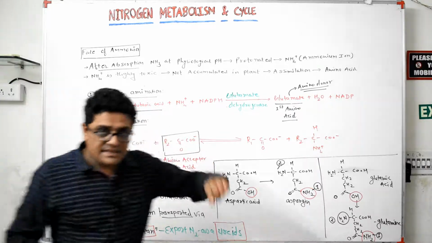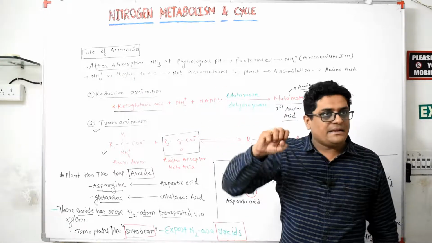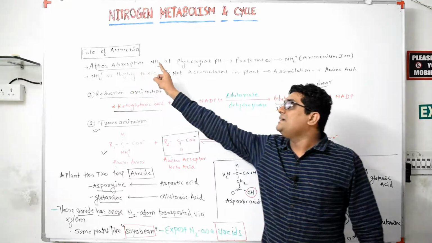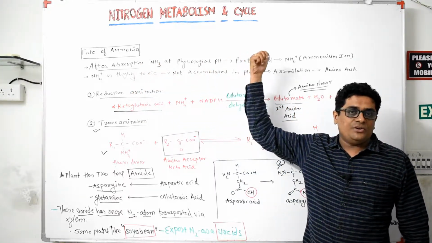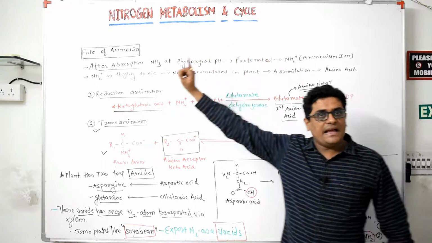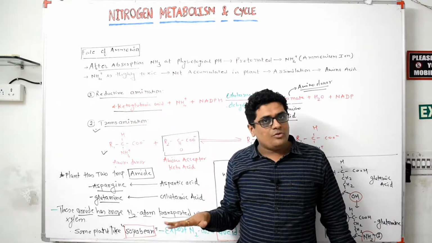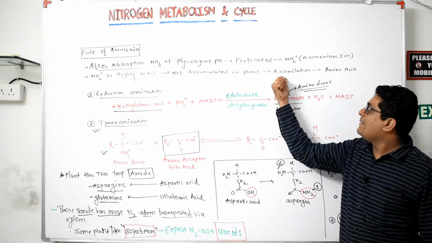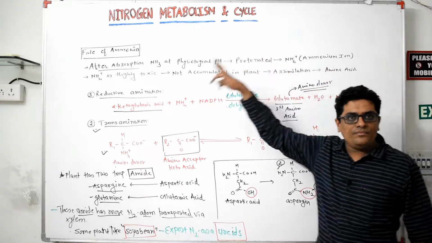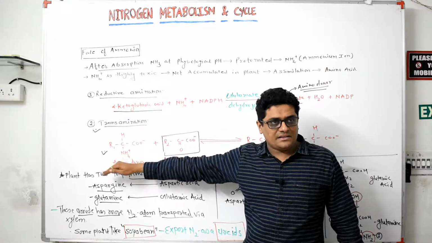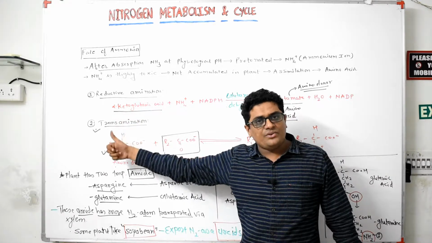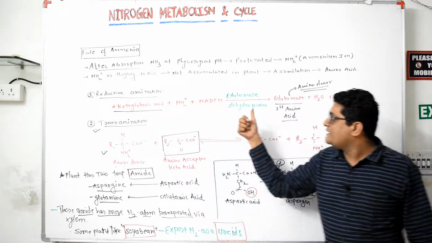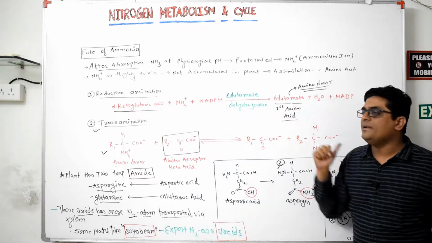Okay, let's discuss again. The fate of ammonia means the plant absorbs nitrogen from the soil in the form of ammonia. This ammonia, at physiological pH, is converted into ammonium ion. This ammonium ion is highly toxic to the plant, so the plant never accumulates the ammonium ion. Immediately this ammonium ion is converted into amino acid. How is this amino acid formed? There are two processes: reductive amination and transamination. In reductive amination, alpha-ketoglutaric acid with the help of ammonium ion and NADPH is converted into glutamate with the help of the enzyme glutamate dehydrogenase.